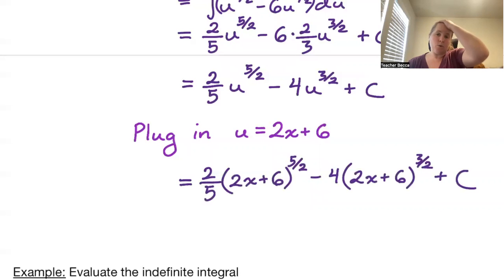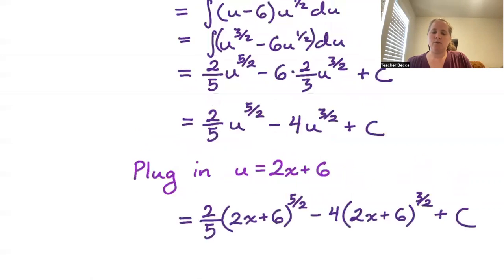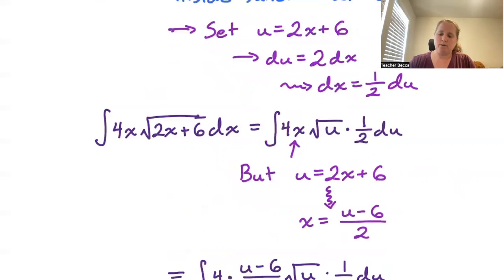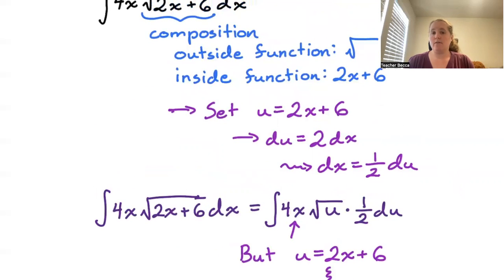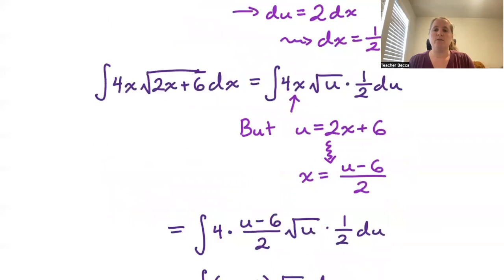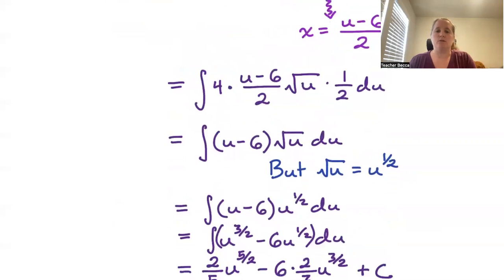So in this example, the choice for u was fairly straightforward since we did have that composition, but it was a little more complicated. We didn't just have an f prime of u du situation. We had a little more further substitution to do.